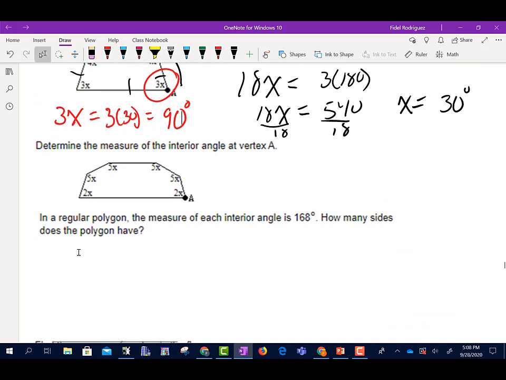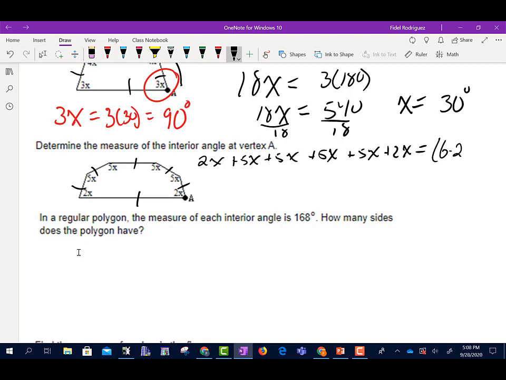Let's see if I can do the same thing here. Determine the measure of the interior angle at vertex A. Okay, so I'm going to start off by adding each of these angles up. So 2x plus 5x plus another 5x plus another 5x plus another 5x plus 2x equals 1, 2, 3, 4, 5, 6. We got 6 sides on this thing. Okay, so the formula is 6 minus 2 times 180 degrees.